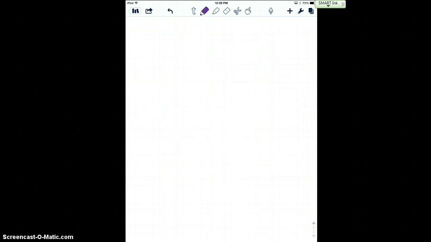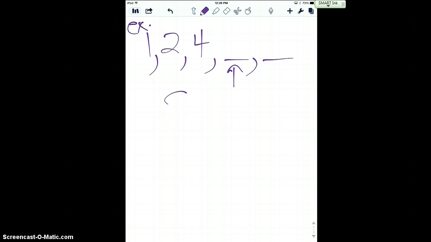So for example, we could look at the pattern. It goes starting at 1, then 2, then 4, and so on. With inductive reasoning, some people might say that the next number would be 8, and then the next number would be 16. That's their conjecture. And what's their reasoning? Can you figure out what they did?